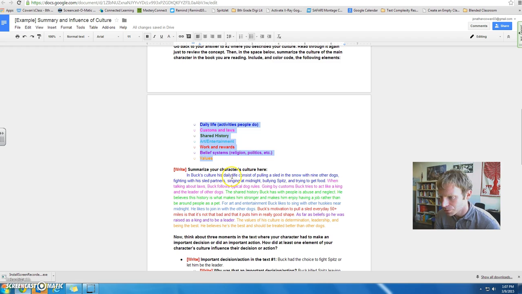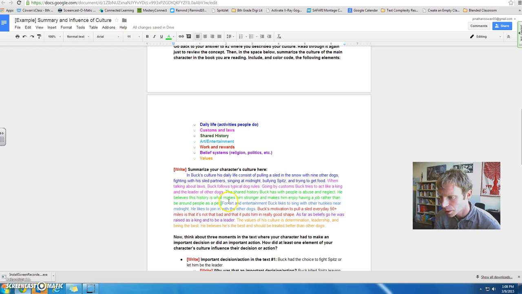In Buck's culture, his daily life consists of pulling a sled in the snow with 9 other dogs, fighting with his sled partners, singing at midnight, bullying Spitz, and trying to get food. When talking about laws, Buck follows typical dog rules. Going by customs, Buck tries to act like a king and a leader of other dogs. The shared history Buck has with the people is abuse and neglect. He believes that history is what makes him stronger and makes him enjoy having a job rather than being around people as a pet. And in this story, Buck was a dog who was abused a whole lot. So that's a really insightful way to talk about Buck's shared history with the other dogs he's around.